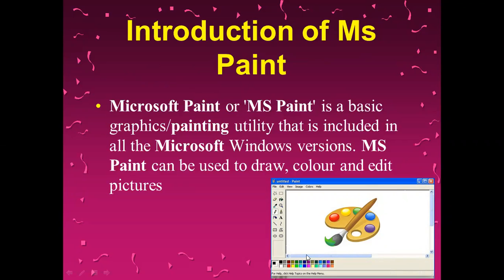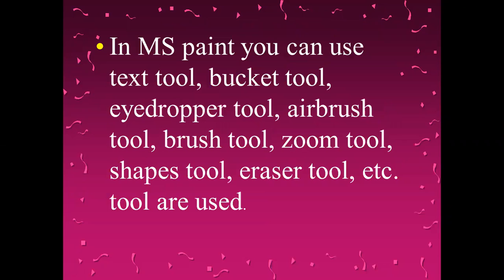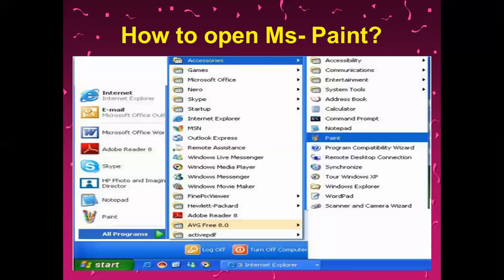Okay. Now, let us learn which tools we will be learning. We will be learning the text tool, bucket tool, eyedropper tool, airbrush tool, zoom tool, shapes tools, eraser tools, and so on. Is it okay? I will tell you about each tool in brief in the next session. Now let us learn how to start MS Paint. I will tell you practically also, but right now I'm telling you theoretically.